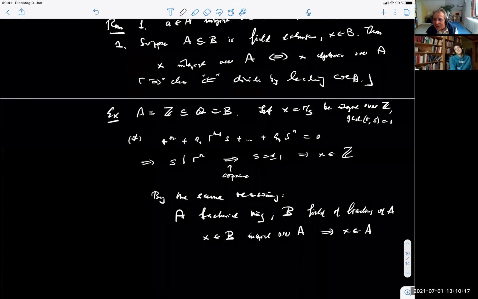Okay, back to the fractions. A fraction is integral if and only if it's not a fraction. But there are some rings that are not factorial. They are a bit strange, and then you don't have this. But this is the nice situation.